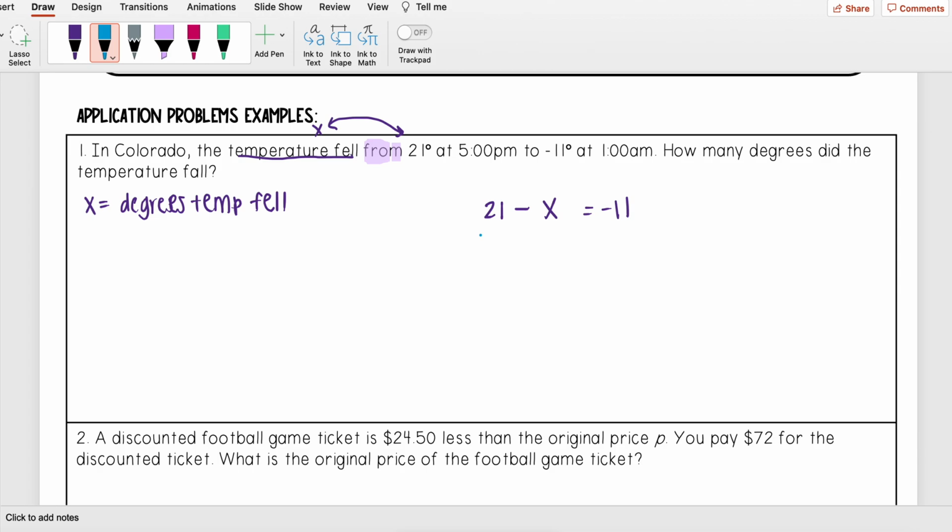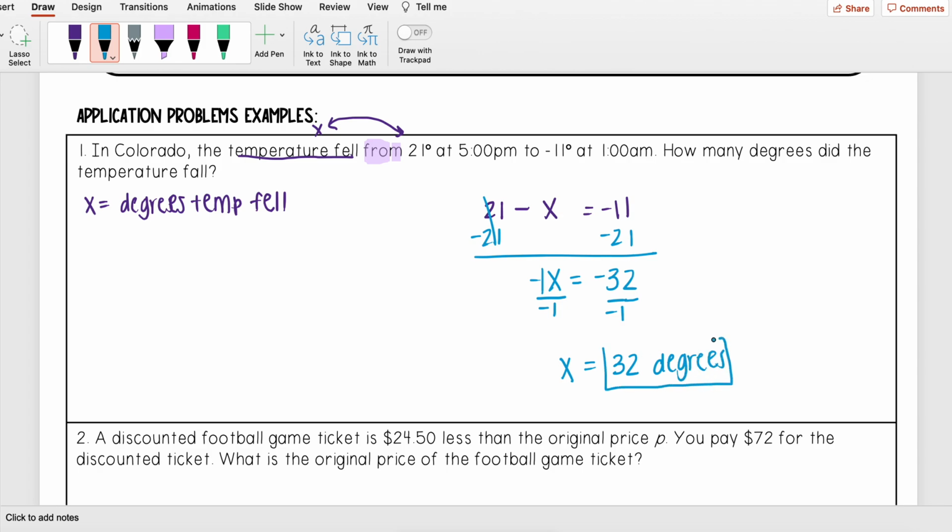Now I need to actually solve for x. So my first step is I want to subtract the 21 from both sides. So I have negative x is equal to negative 32. And now to get rid of this negative in front of my x, we have to remember that this negative x is really the same thing as negative 1x. And so to get rid of that negative 1, I'm going to divide both sides by negative 1. And so I get that x is equal to 32 degrees. So that means that the temperature fell 32 degrees from 5 p.m. to 1 a.m.